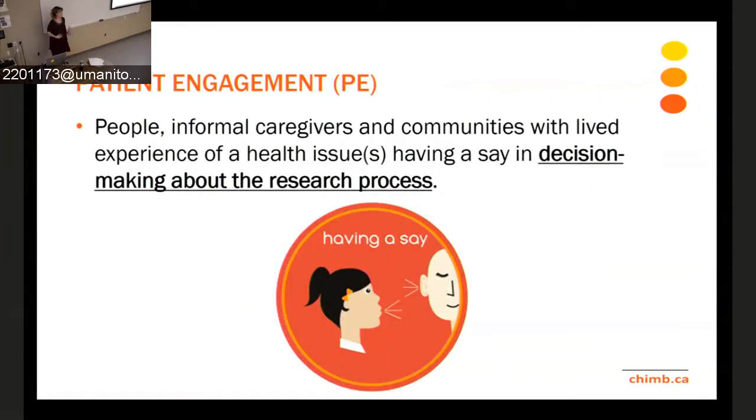For me, whenever I talk to health researchers, I like to really emphasize that it's about people, informal caregivers, communities with lived experience of health issues, having a say in decision-making about the research process. That's really what divides participant versus partner, right? Because partner means that people are actually sharing in research decision-making about the process.